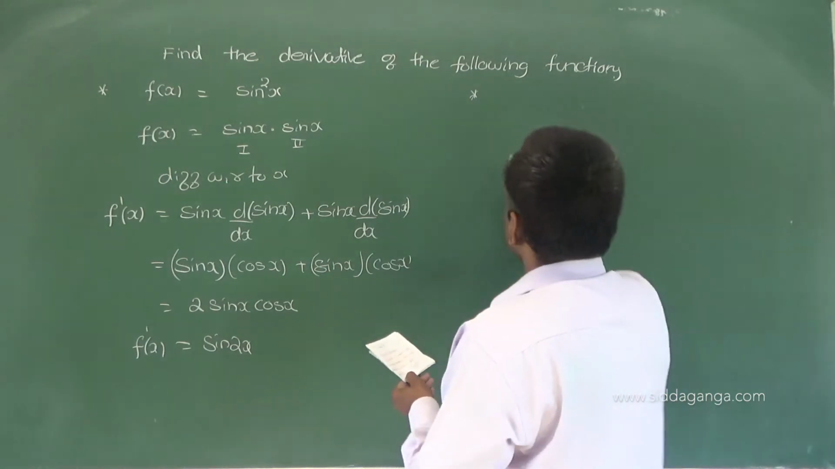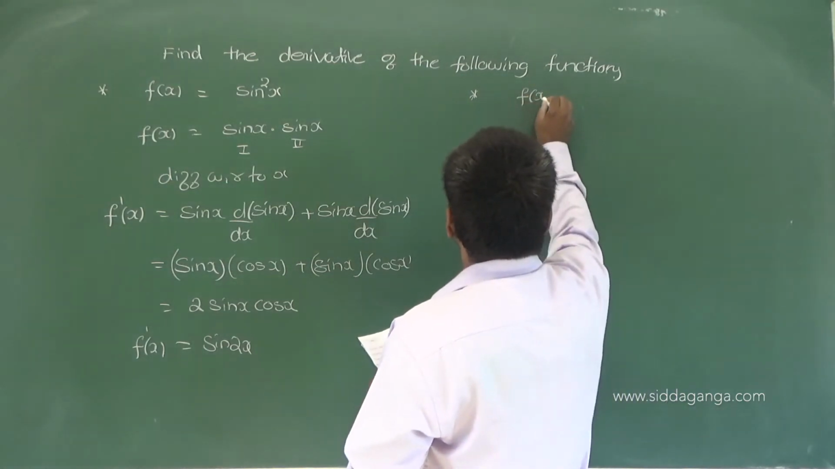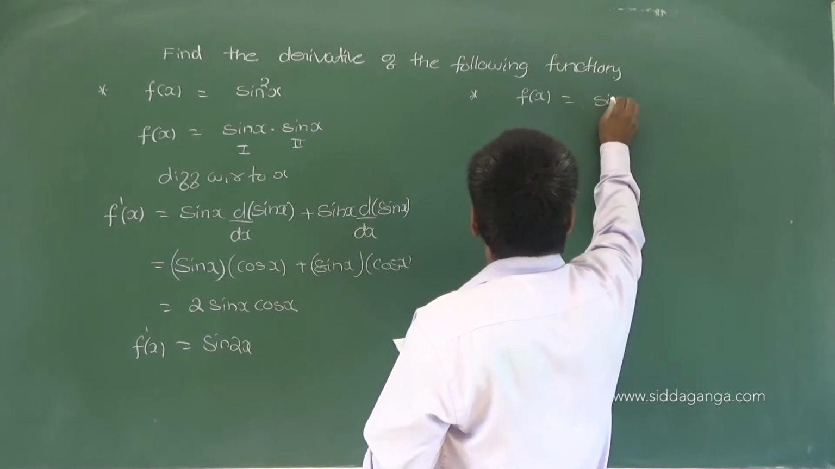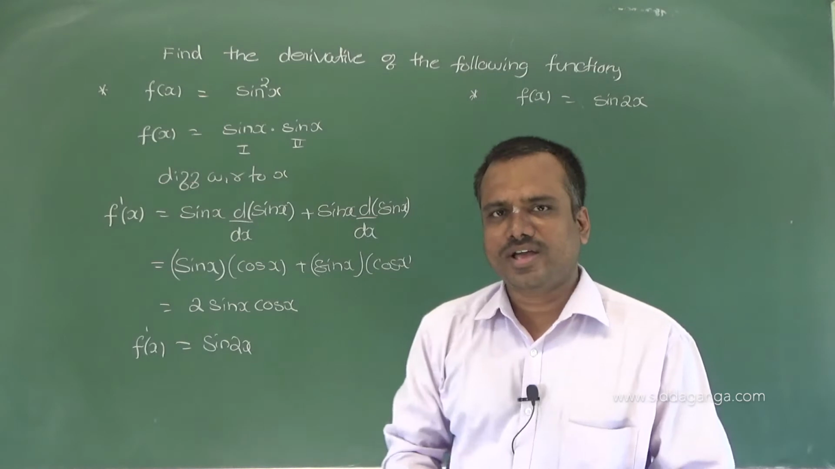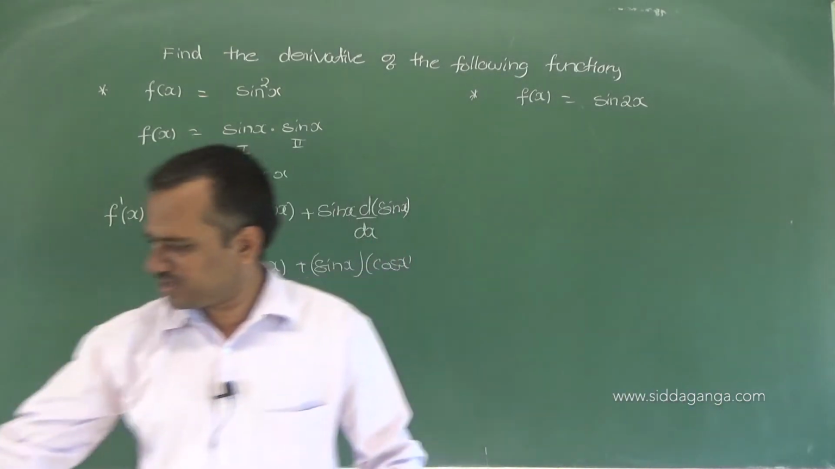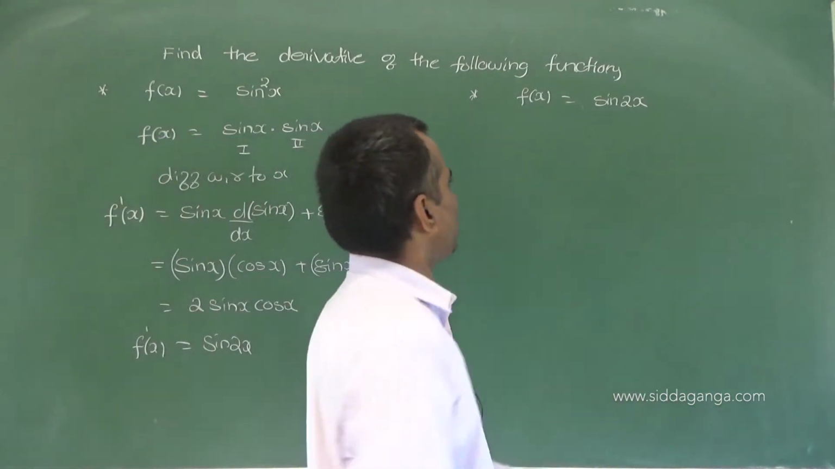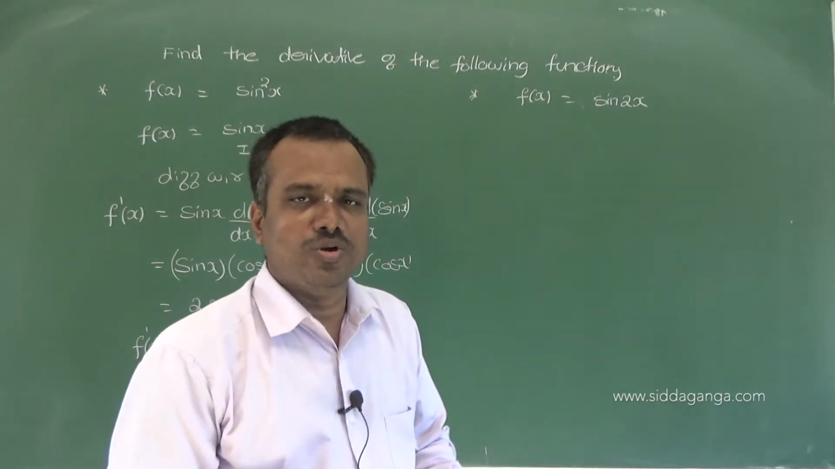Next problem. f of x is equal to sin 2x. So then how to differentiate this one?